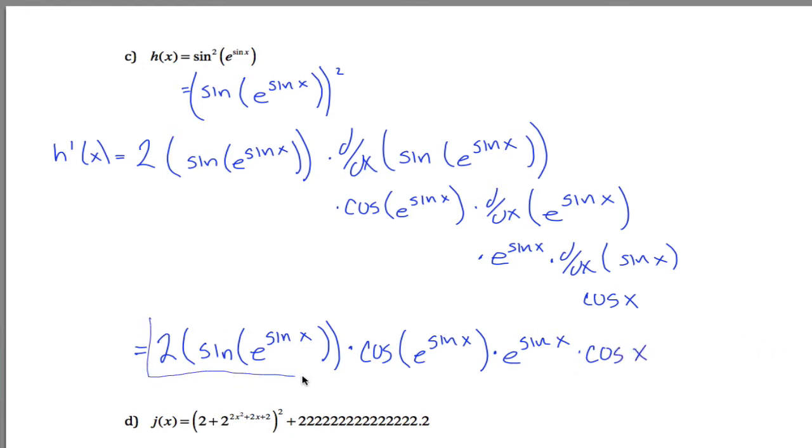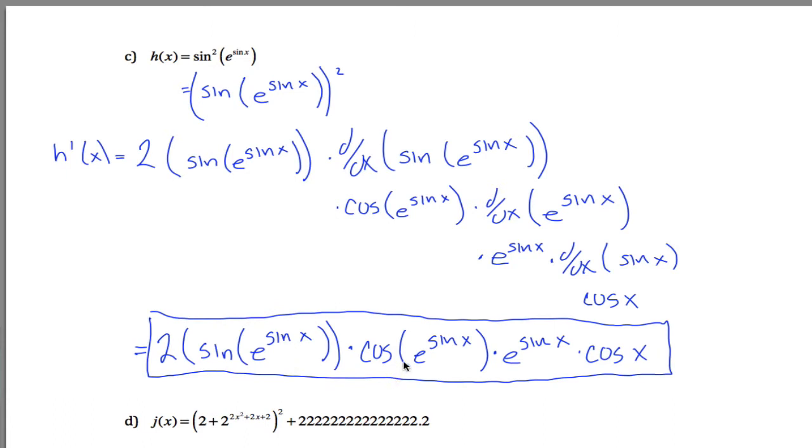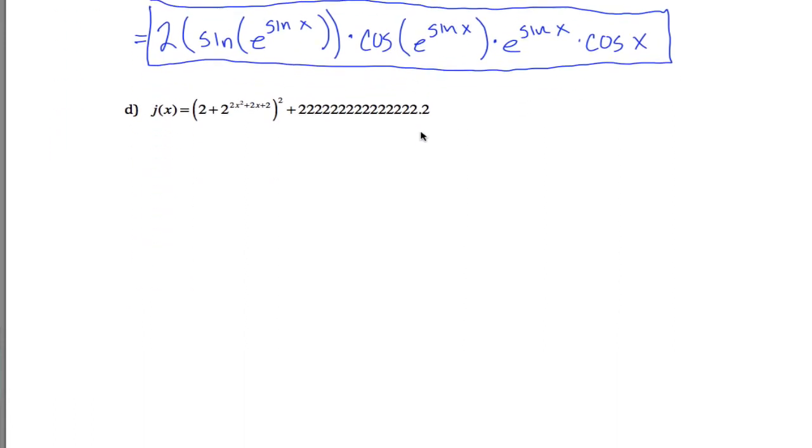Chain rule inside chain rule inside chain rule. Maybe more, I don't know, I lost track. Get this for the derivative here. All right, one more of those.